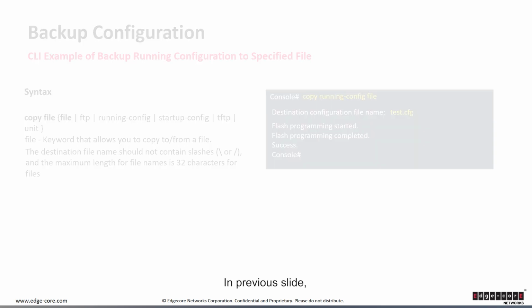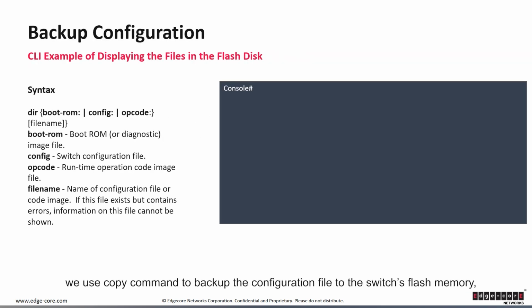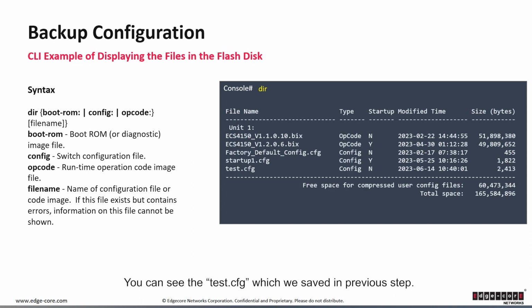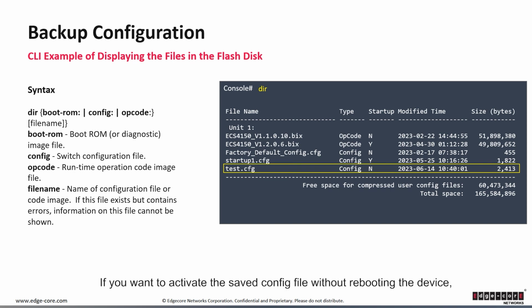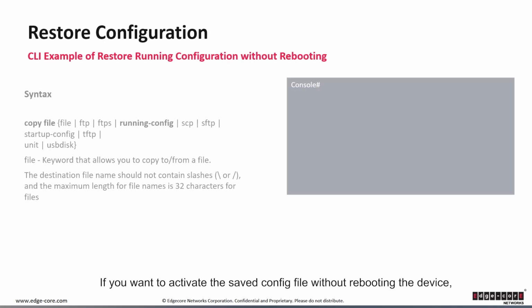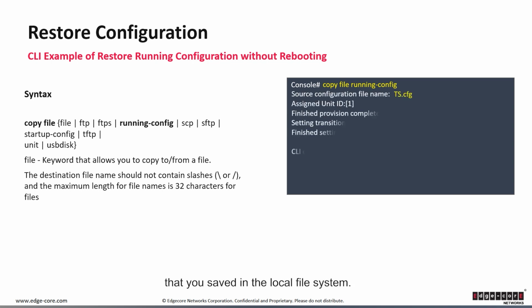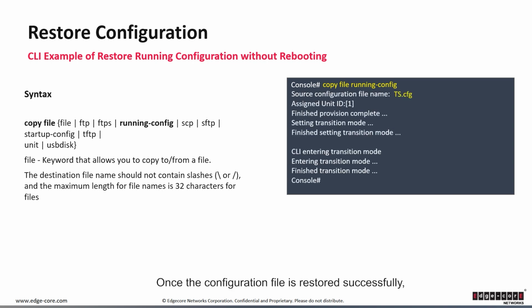In the previous slide, we used the copy command to back up the configuration file to the switch's flash memory, and then we can use the dir command to display the file list in the flash memory. You can see the test.cfg which we saved in the previous step. If you want to activate the saved config file without rebooting the device, you can use the copy file running-config command and then enter the file name that you saved in the local file system. Once the configuration file is restored successfully, you will see the console login prompt and you will need to log in again with your username and password.